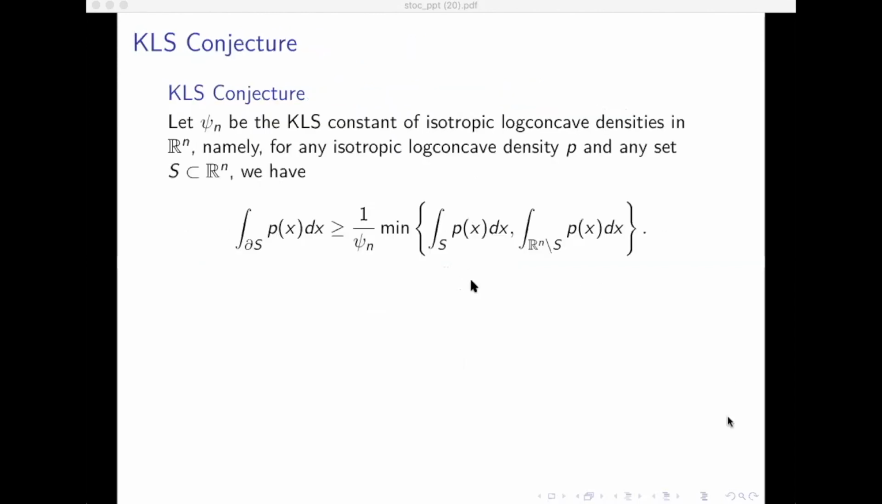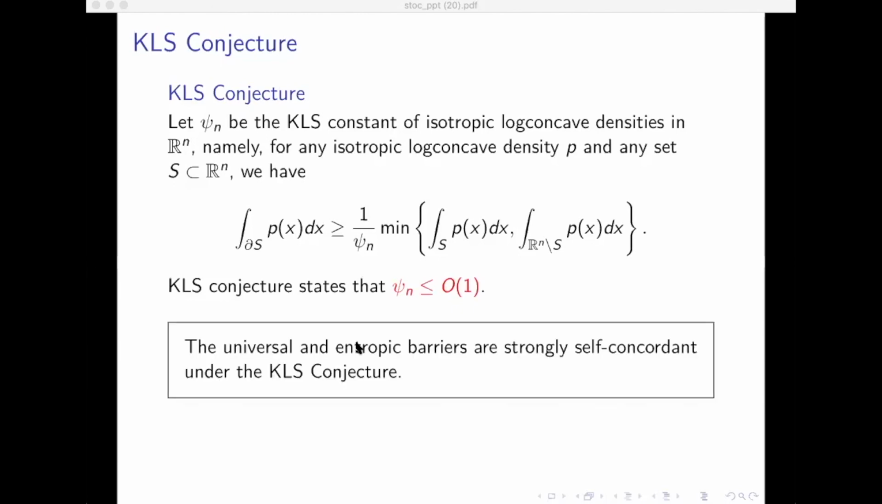The KLS conjecture states that for any isotropic log-concave density, the conductance, that is 1 by psi n, is greater than a universal constant. Hence, the strong self-concordance of the universal and entropic barrier is implied by the KLS isoperimetry conjecture. This suggests the possibility of more fruitful connections yet to be discovered using the notion of strong self-concordance.